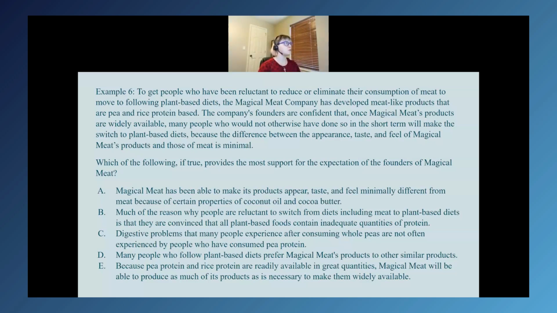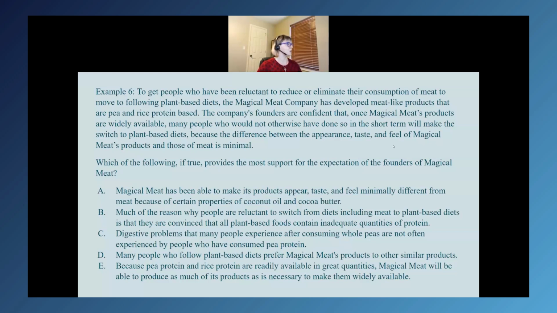To get people who have been reluctant to reduce or eliminate their consumption of meat to move to following plant-based diets, the Magical Meat Company has developed meat-like products that are pea and rice protein based. The company's founders are confident that once Magical Meat's products are widely available, many people who would not otherwise have done so in the short term will make the switch to plant-based diets, because the difference between the appearance, taste, and feel of Magical Meat's products and those of meat is minimal.